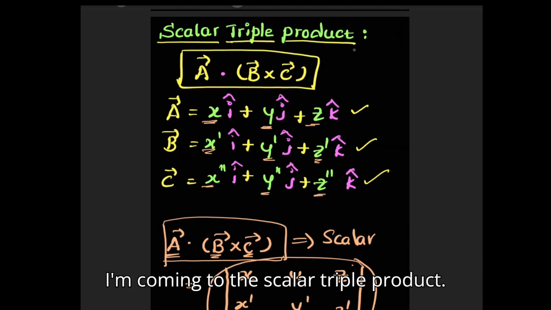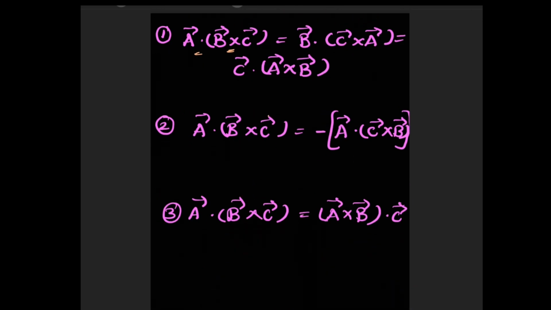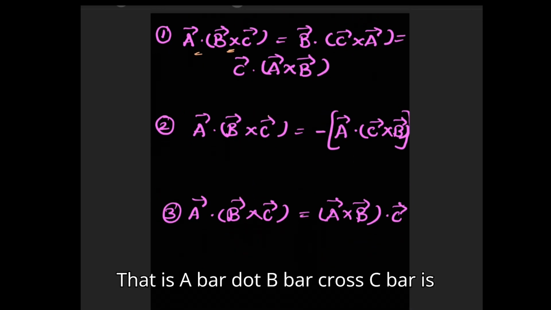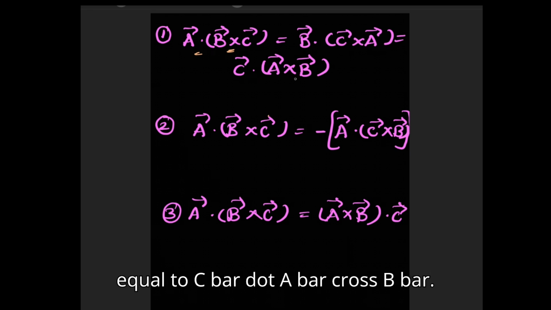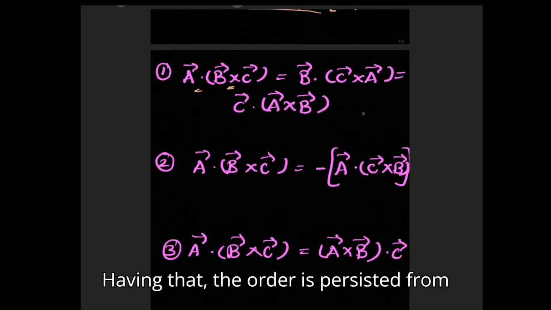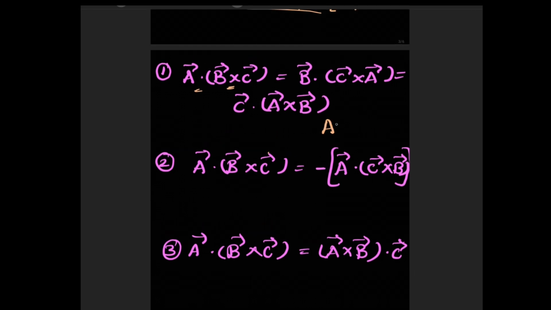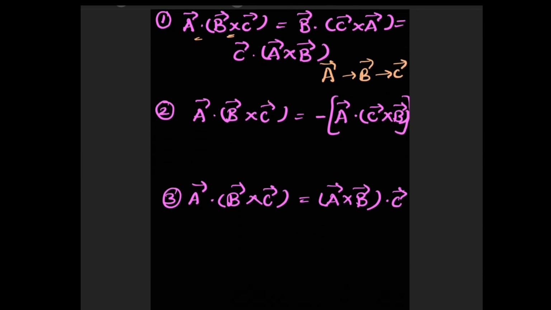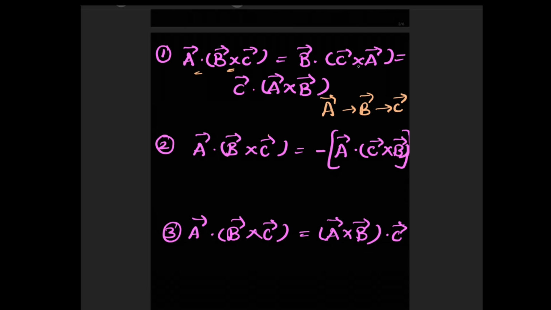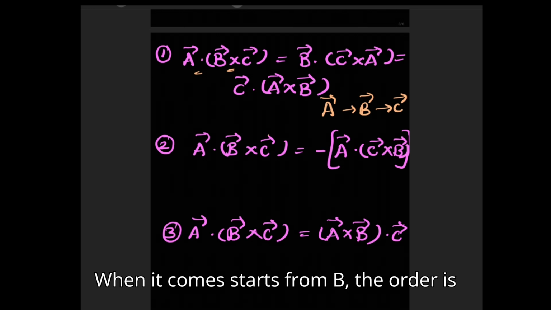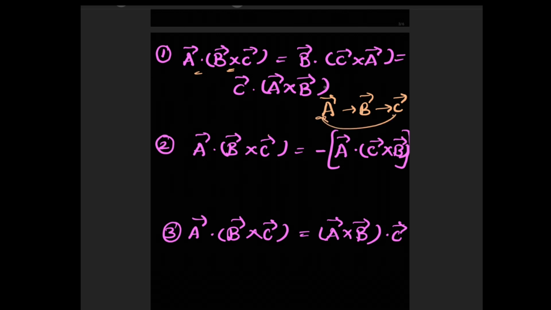And coming to the scalar triple product, these are the rules we have to remember. That is a bar dot b bar cross c bar is equal to b bar dot c bar cross a bar is equal to c bar dot a bar cross b bar. Having that, the order is persisted from a to b to c. That means here the order is a, b, c. When it starts from b, the order is c and then a, that is b, c, a, and here c, a, and b.